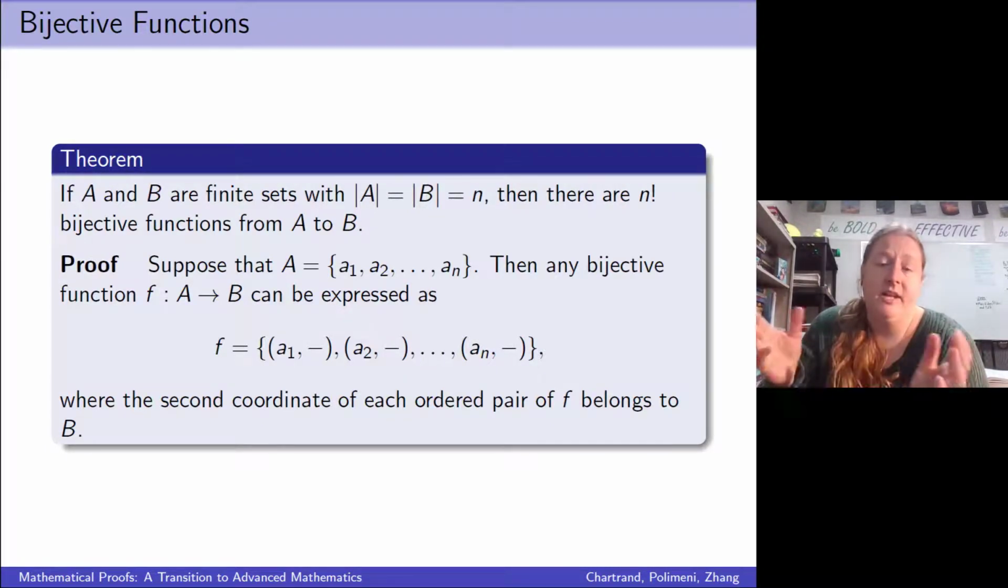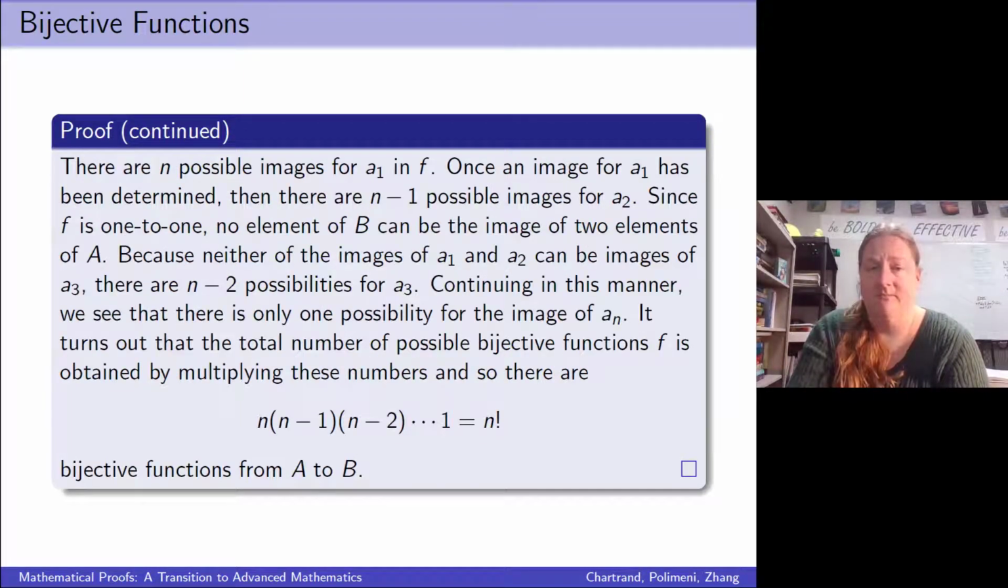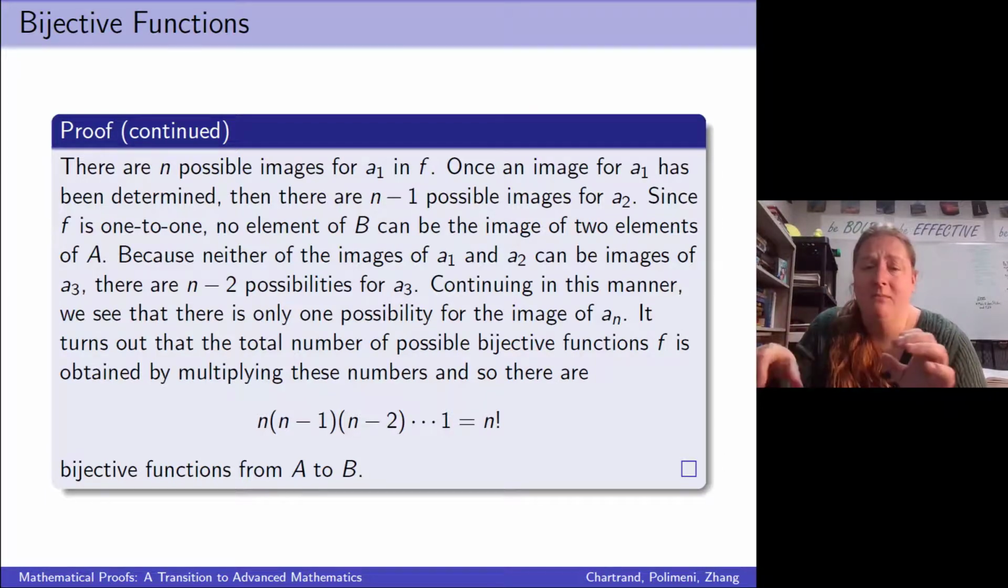So A consists of n elements, say a sub 1 through a sub n. Any bijective function is going to be mapping each one of those to some element in B. And the second coordinate is going to belong to something in B. Now, thinking about what I can pair up with a sub 1 to be the image of a sub 1 under f, well, there's n possibilities, b sub 1 to b sub n. I'll use one there, and then I'll move on to finding the image of a sub 2 under f. I've used one of the n possibilities, so there's n minus 1 possible images remaining for a sub 2.